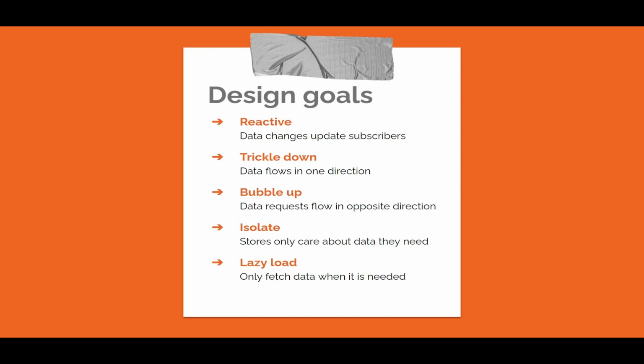However, requests for data bubble up in the opposite direction. Subscribing to a store causes it to subscribe to any parents it has, and those to any grandparents, etc. This results in the ability to isolate data. A derived store, for example, only cares about the data of its immediate parents.